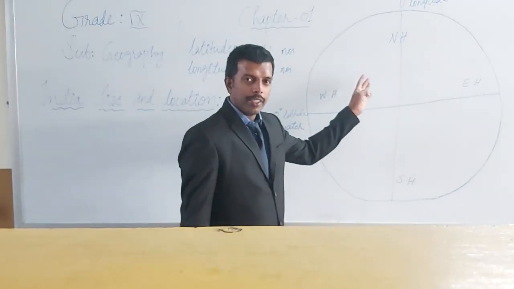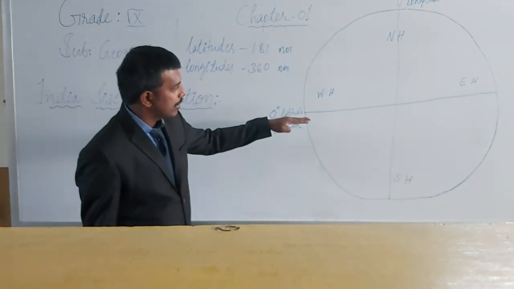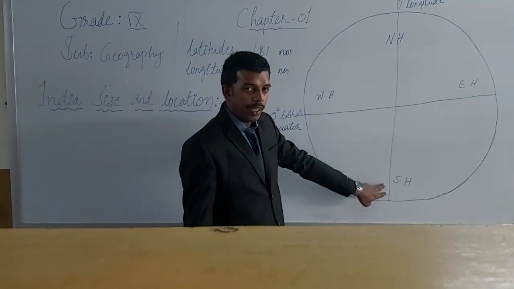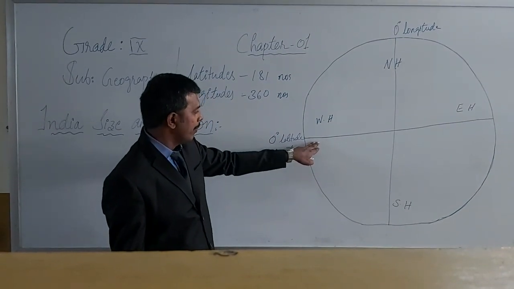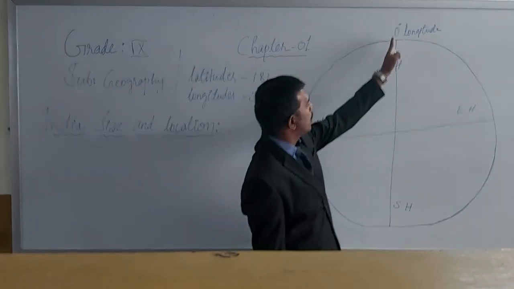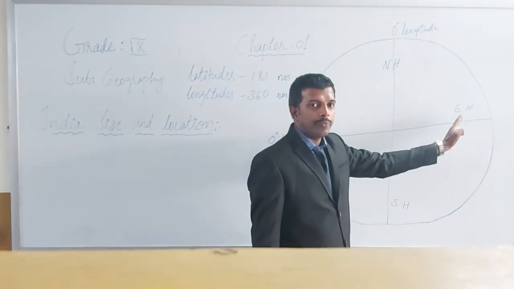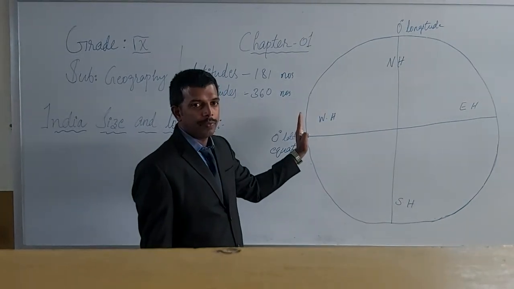So it is very clear now, dear students. First we have divided the globe into northern hemisphere as well as southern hemisphere by the equator line, the 0-degree latitude. And after this, we have divided it into western part and eastern part: eastern hemisphere and western hemisphere.